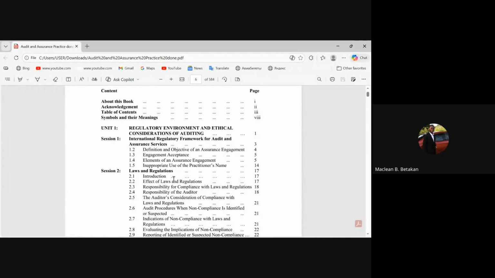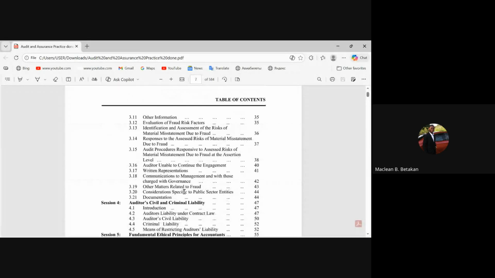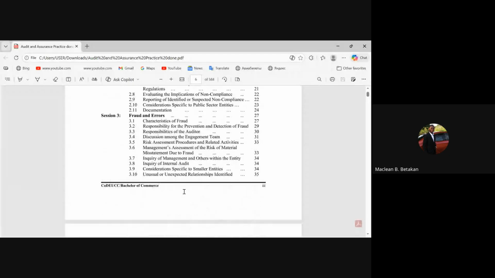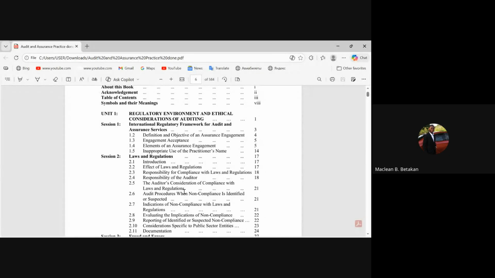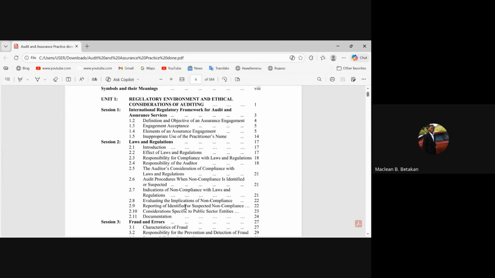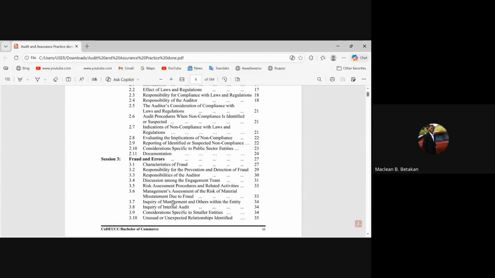So this unit will be looking at regulatory environment and ethical considerations of auditing, and is structured into 6 sessions. So we're looking at international regulatory frameworks for audit and assurance, and then the laws that auditing is situated into. Then we'll look at the fraud and errors.